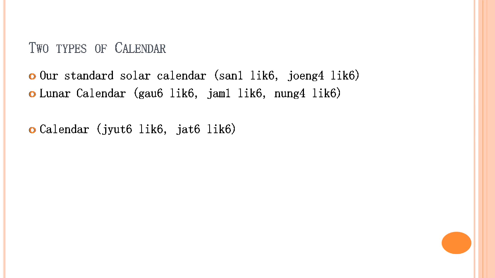As for the lunar calendar, the most common term that you would hear is the word gao, like, where the word Gao actually means old. So the word Gao Lek actually means old calendar. Gao Lek.